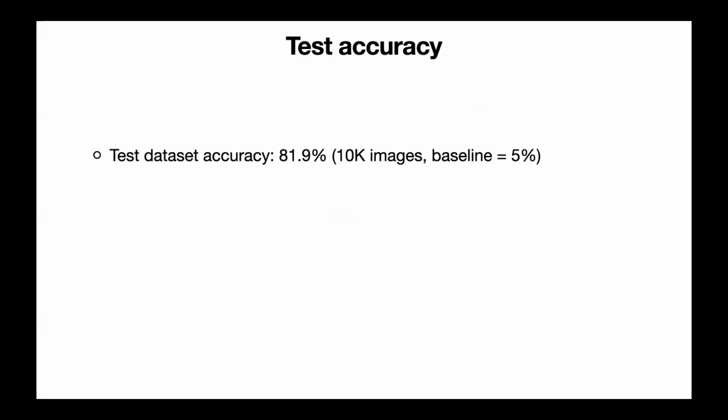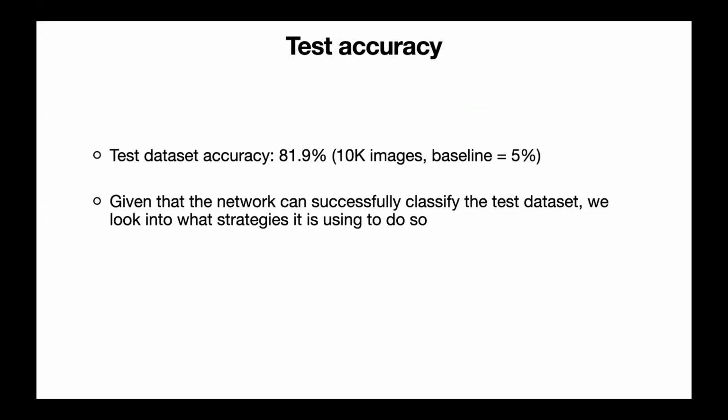So test accuracy is 82% on the test data set, which is 10,000 images. The baseline for 20-way classification is 5%. So we know that the network can successfully solve this task. And so we now look at what strategies it's using to do so. Is it using information about the auxiliary variables?